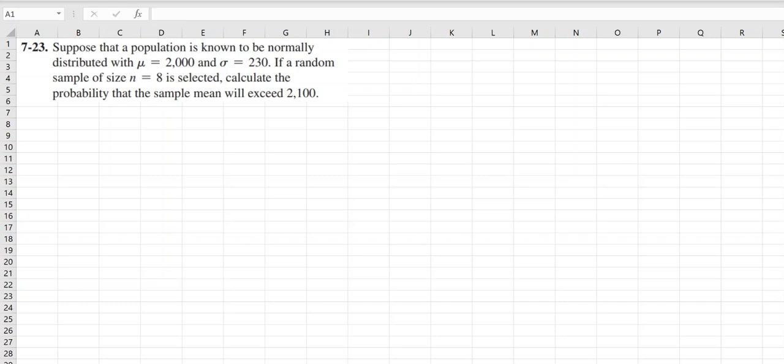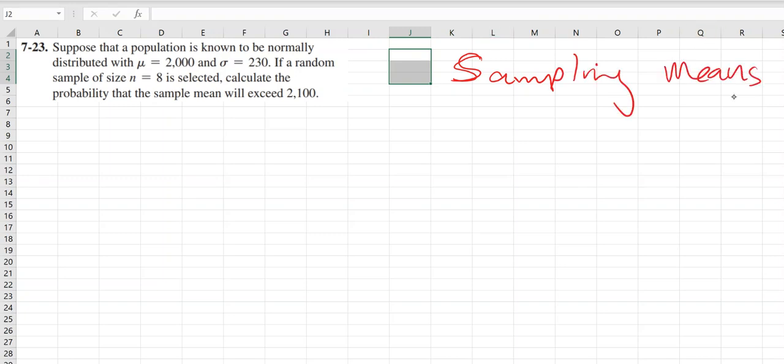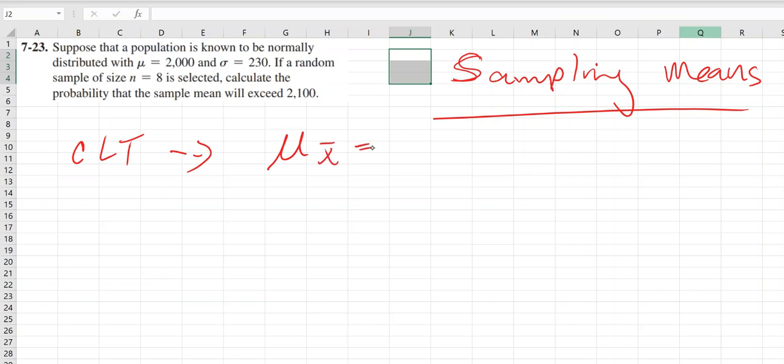This question deals with sampling means, which is slightly different than chapter 6, which deals with just taking one sample. So this is the situation where you take the average of a bunch of samples. And remember, we use the central limit theorem, which means that mu x bar is equal to mu, and also sigma x bar is equal to sigma over square root n.